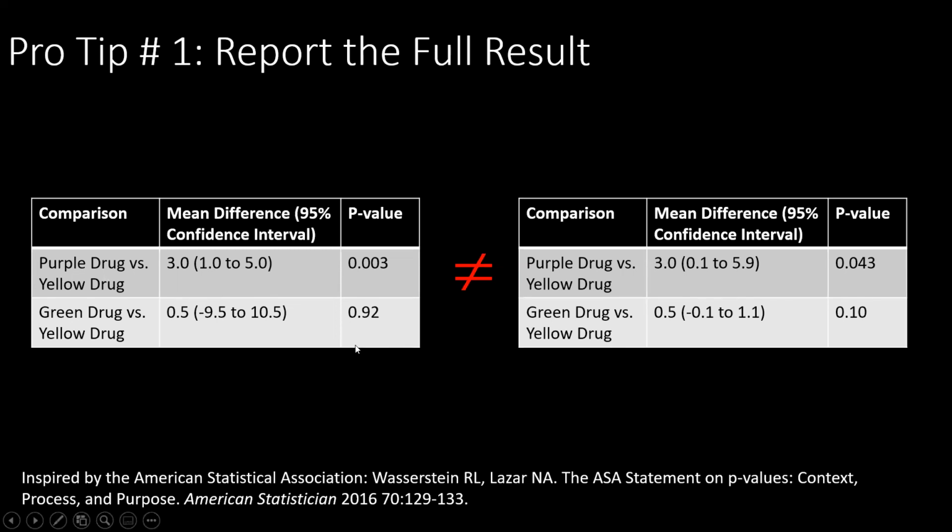A p-value of 0.92, which basically indicates that you saw findings very close to the null, or what you would expect if the null was true, is not the same as a p-value of 0.1, which would be, maybe, not meeting a threshold of statistical significance, but still rather unlikely.